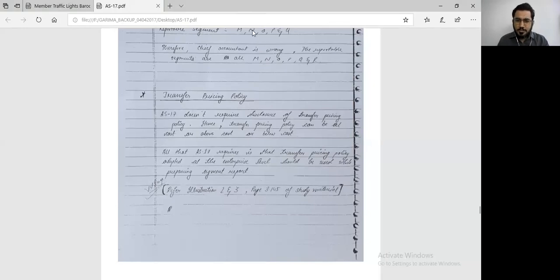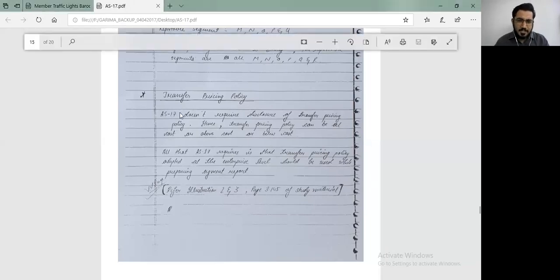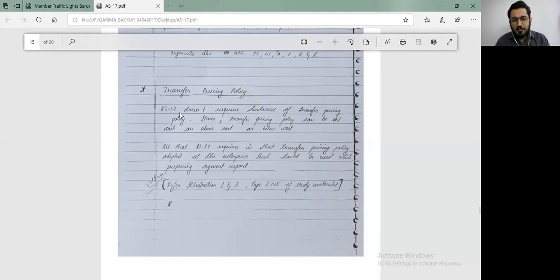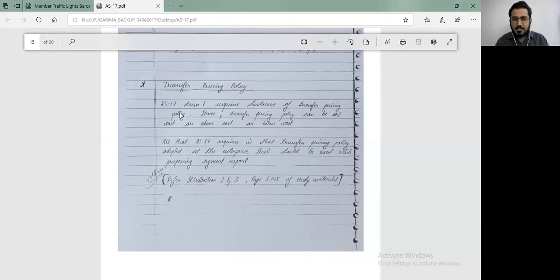Anyone else, if you have a doubt, let's first solve that, else we proceed to the last part of the standard, which is your transfer pricing policy. Okay, since you're clear with this and you have no doubts, let's begin with the transfer pricing policy. Just try and understand the entire concept. We'll first read this and then we proceed to understanding the concept. They have given transfer pricing policy, which says AS-17 does not require disclosure of transfer pricing policy.